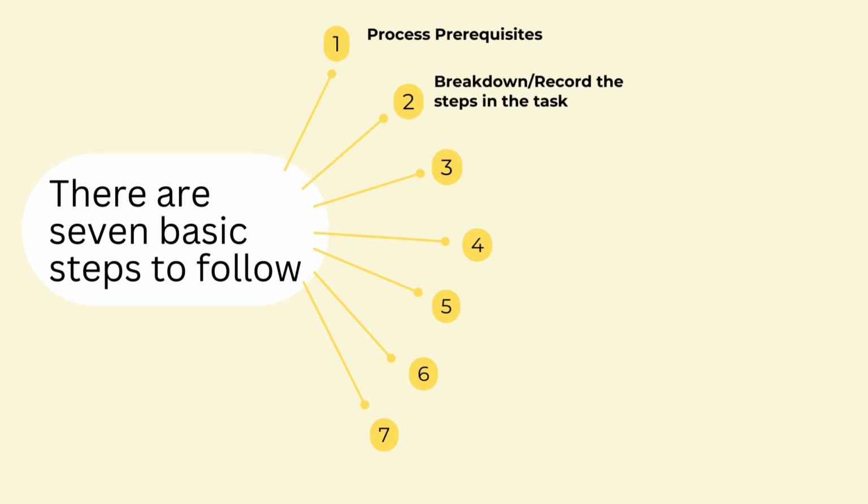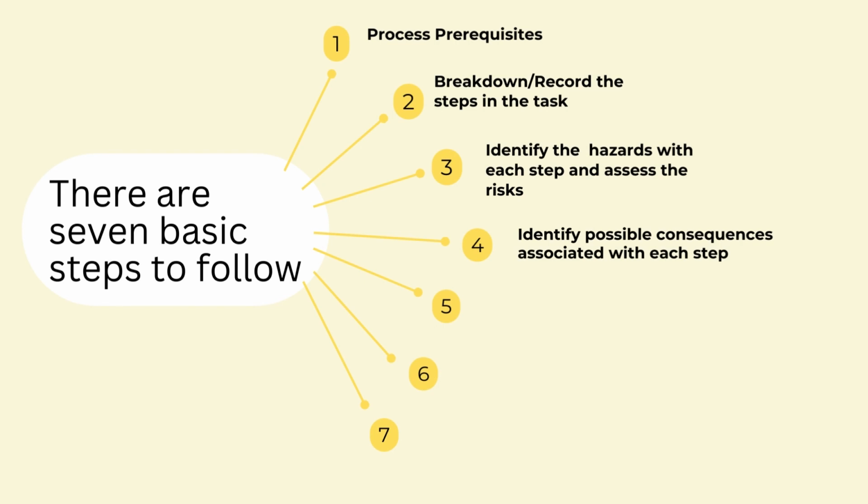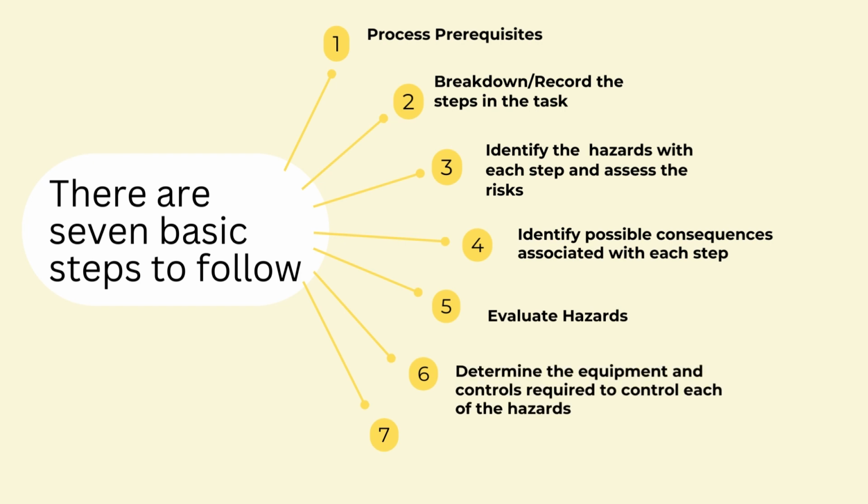Step 2 is to break down or record the steps in the task. Step 3 is to identify the hazards with each step and assess the risk. Step 4 is to identify possible consequences associated with each step. Step 5 is evaluating the hazards. Step 6 is to determine the equipment and controls required to control each of the hazards. Then finally, step 7 is to monitor the work and maintain the controls.